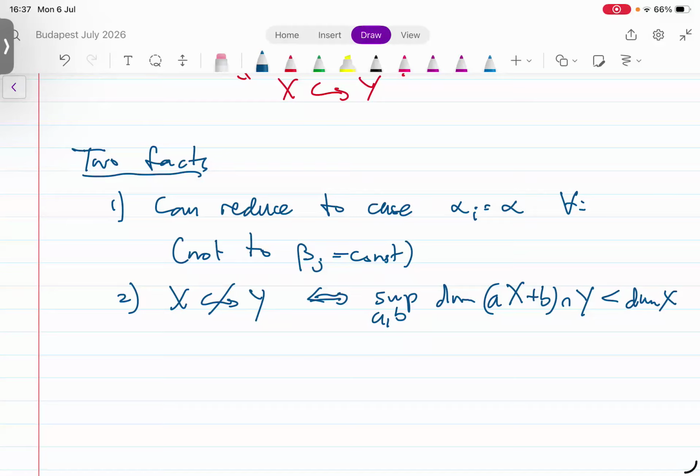So saying that you can't embed is the same as saying that if you take any affine image of x and intersect with y, there will be a definite dimension drop compared to the dimension of x. And the reason that these two things are equivalent is somehow that if you could find intersections of dimension arbitrarily close to the dimension of x, then by renormalizing and taking limits, you could somehow find an embedding. And probably all of you can imagine how that works. And if not, it's not going to be important for this talk.